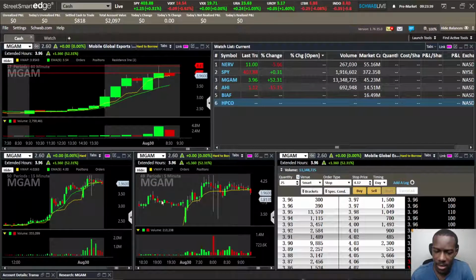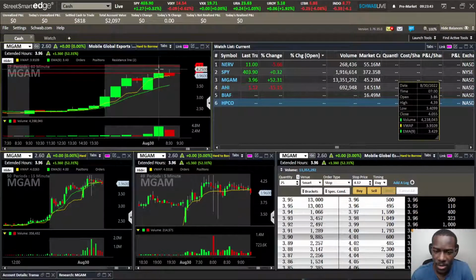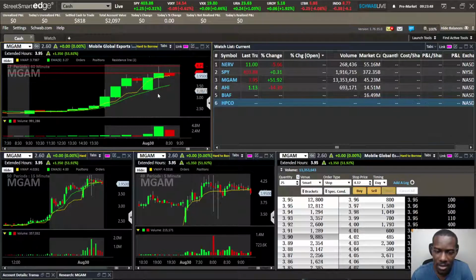All right, let's see what MGM was doing during our time looking at it. So it did come back, retest about halfway of this little range here to the 425s. Got a little bit of pressure down there, and now it's under the $4.